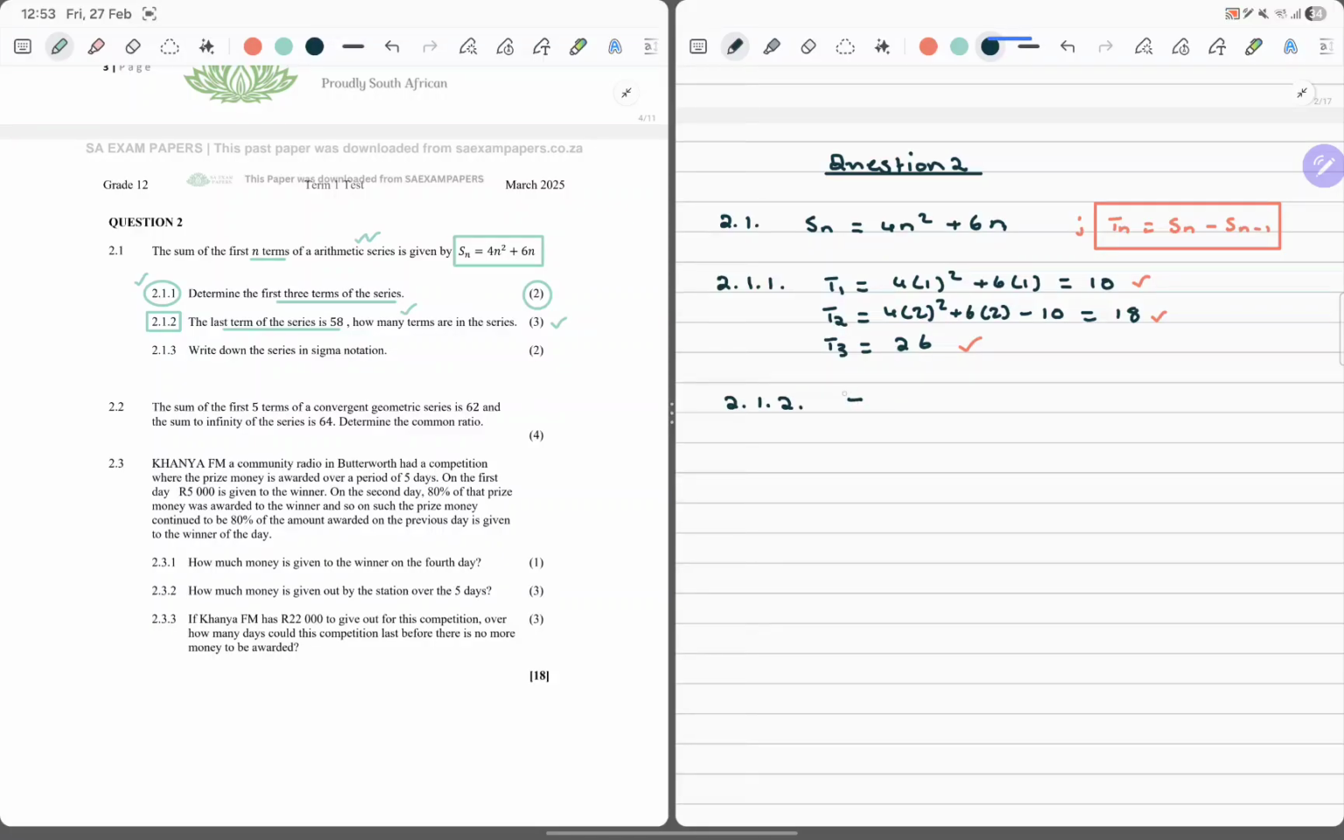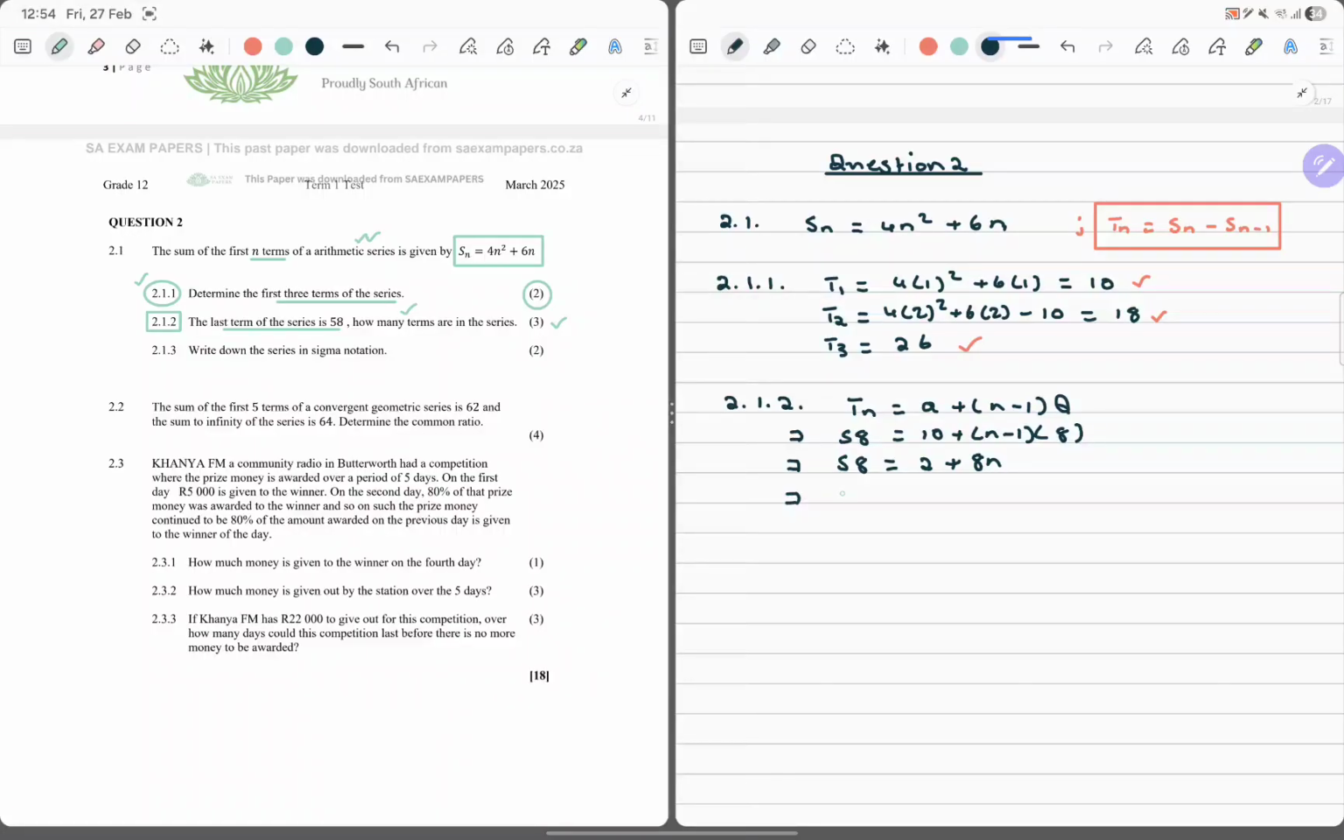Anyway, we know that T sub n is A plus n minus 1 times D. Now, this is 58 equals A is 10 plus n minus 1, D is 8. Right, we go on. So this is 58 equals, now this is 10 minus 8, which is 2 plus 8n.